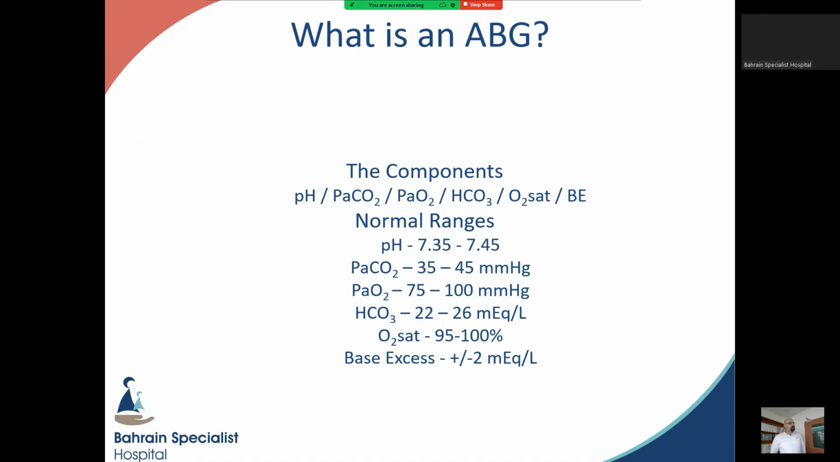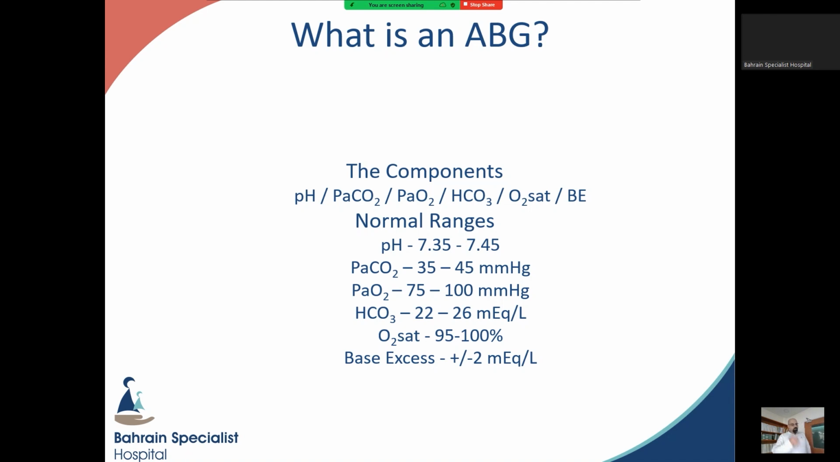What are the components of ABG? When I'm doing the ABG sample, I will know the pH, whether my body is acidic or alkali, PaCO2, the partial pressure of the carbon dioxide, PaO2, the partial pressure of the oxygen, HCO3, O2 saturation, and the base excess.